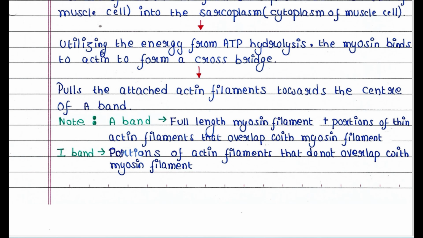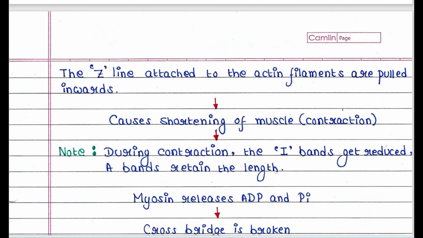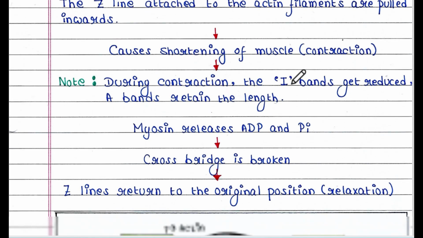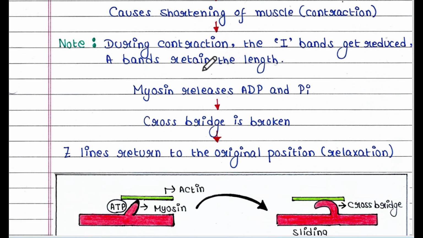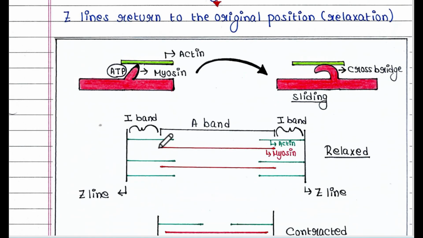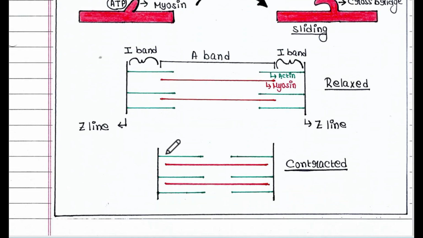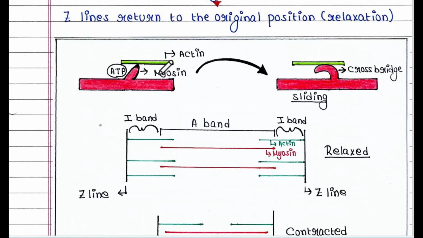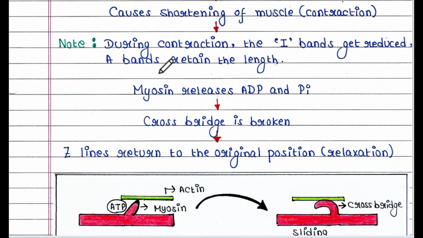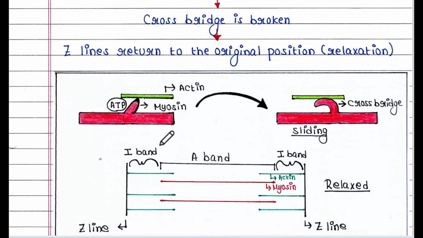So here is the theory part. This is the A band, this is the I band. I have explained these two, and here is the contraction of muscle. Please note, during contraction, the I bands get reduced, right? This I band is getting reduced, this much only. Now we have this much only I band after contraction. Before we had this much I band. Okay. So I bands get reduced, but A bands retain their length.